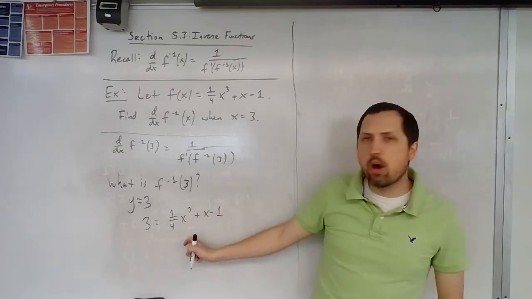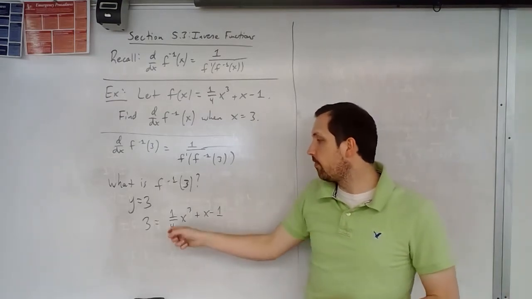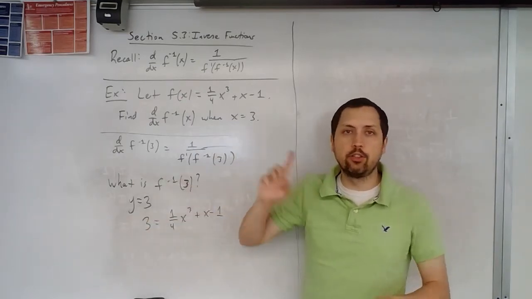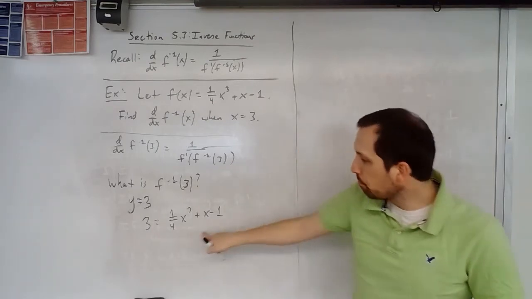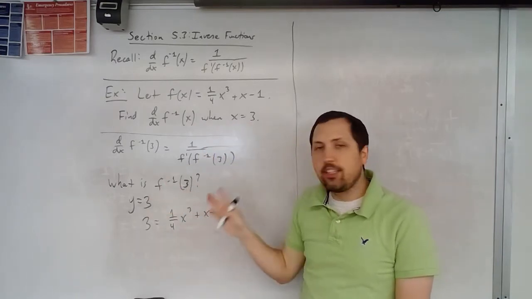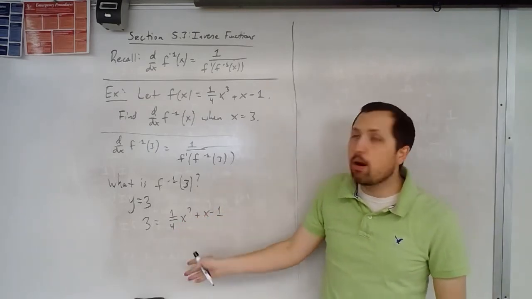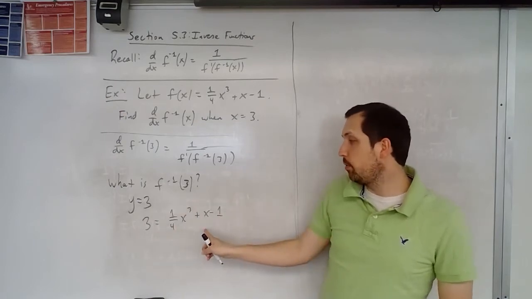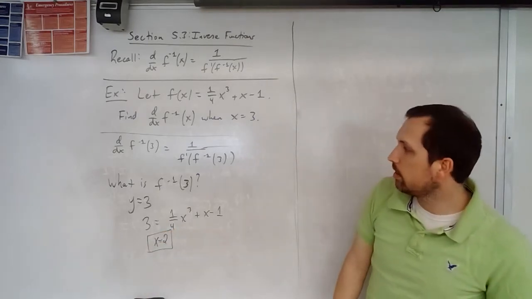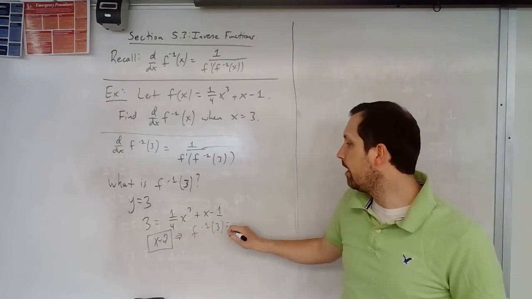Now, if this is a one-to-one function, also called an injective function, then there's only one solution, right? For every output, there's only one input. You can go back and look at your notes about one-to-one functions. But if this is indeed a one-to-one function, which in this case it is, I just need to find one value of x that makes this true. You could try different numbers and see what happens, but when x is equal to 2, this is equal to 3. So x is equal to 2. This means that f inverse of 3 is equal to 2.